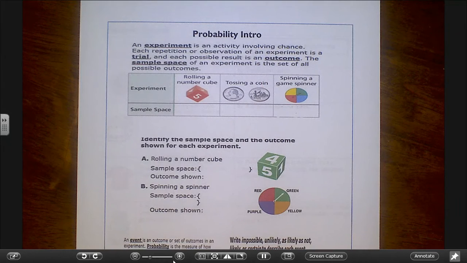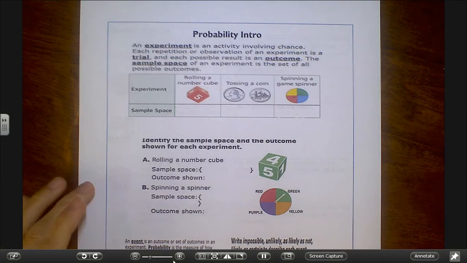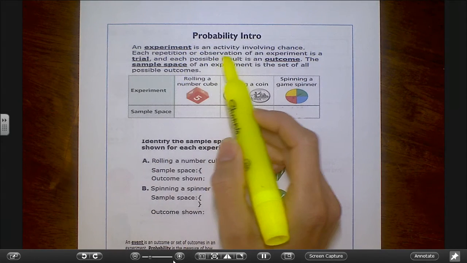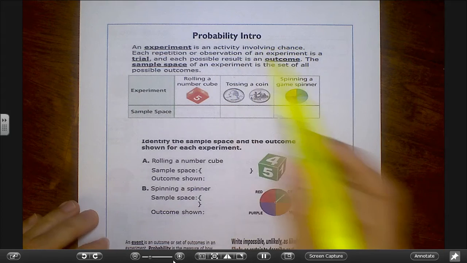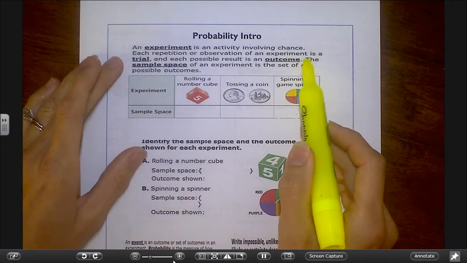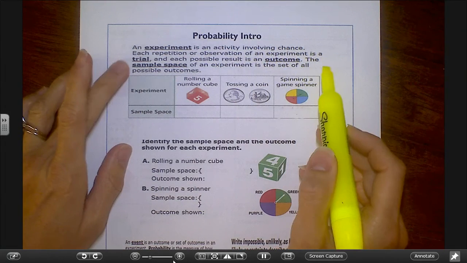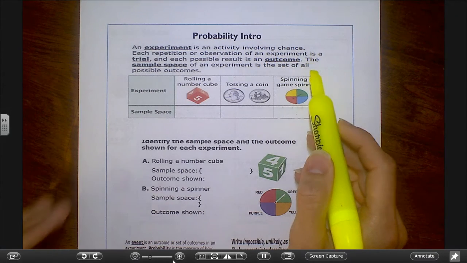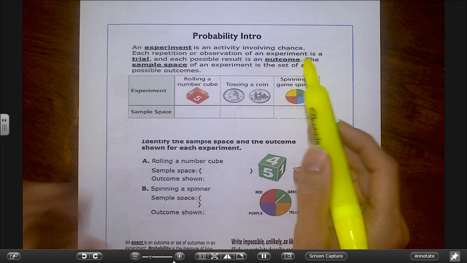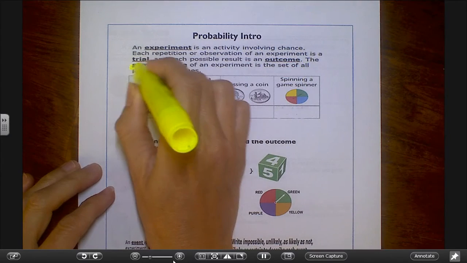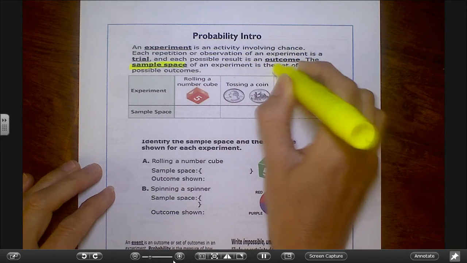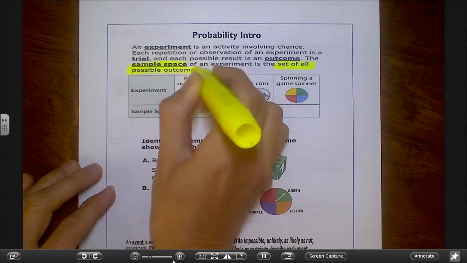So we have a couple of vocab words that you'll need. An experiment, of course, in probability, speaking, is an activity involving chance. Each repetition or observation of an experiment is a trial. So how many trials did you do? And each possible result is an outcome. So what was the outcome of that trial? And then the sample space, which might be one that you're not familiar with, is the set of all possible outcomes.